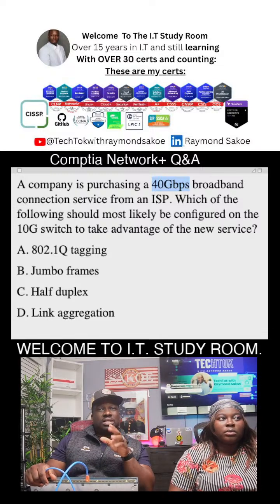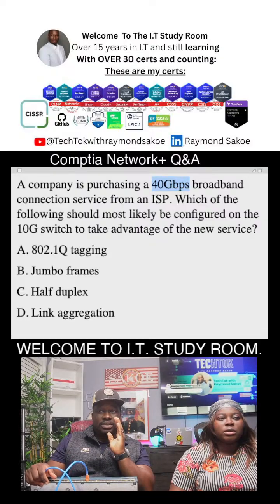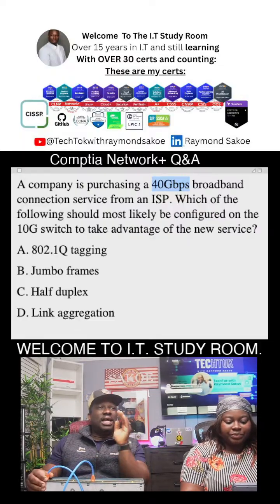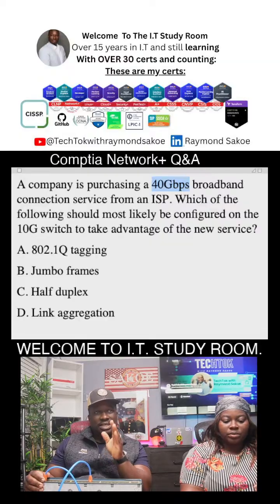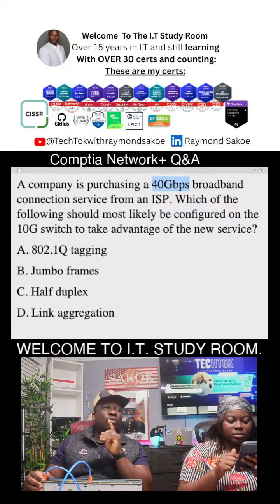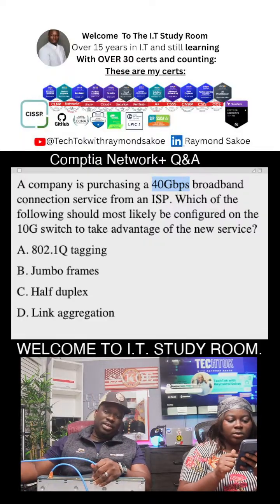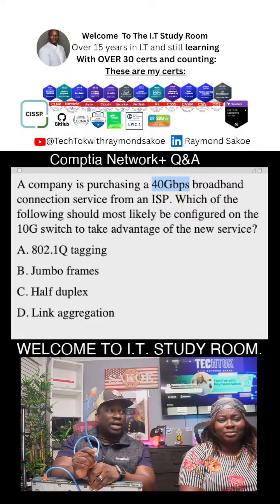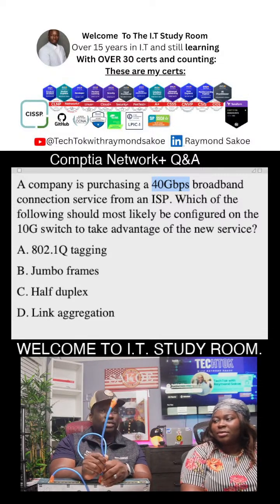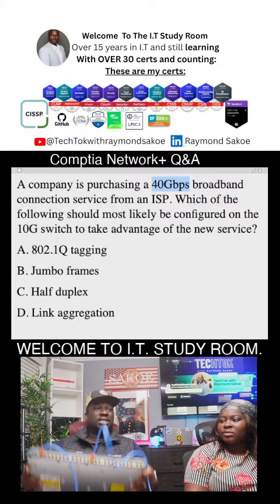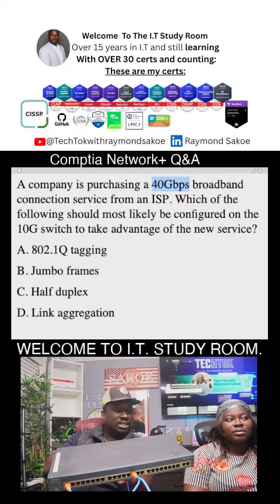But what most users don't realize is if you pay for 1 gig of internet speed with your internet service provider, you have to make sure that every single device in your network or in your home is capable of 1 gig. Even including the cable. If you get a specific cable, it wouldn't be able to carry 1 gig of internet. So you have to make sure you have the correct cable. You have to make sure you have the correct switch.